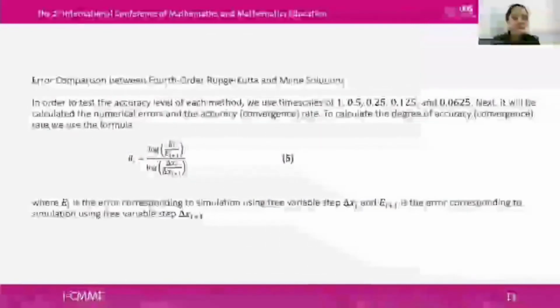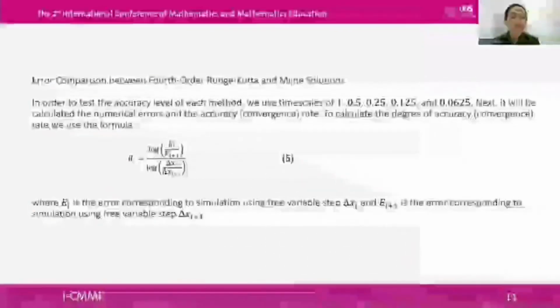Calculating the error and accuracy level of the fourth-order Runge-Kutta and Milne methods. In order to determine which method is the most accurate between the fourth-order Runge-Kutta method and the Milne method in the spread of ASF disease, the error and accuracy of these two methods must be measured. The reference solution used is the ODE45 algorithm in MATLAB.